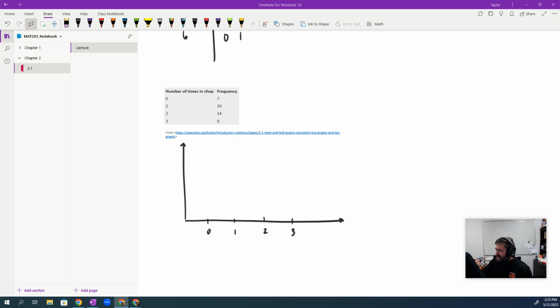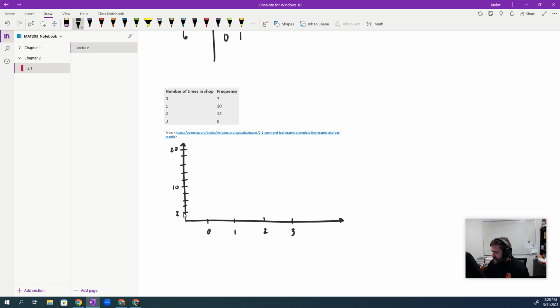And we've got to come up with an appropriate scale for our y-axis here. I've got 7 through 14. Let's go by twos if we can. 2, 4, 6, 8, 10, 12, 14, 16, 18, 20. Okay, that should be good enough.